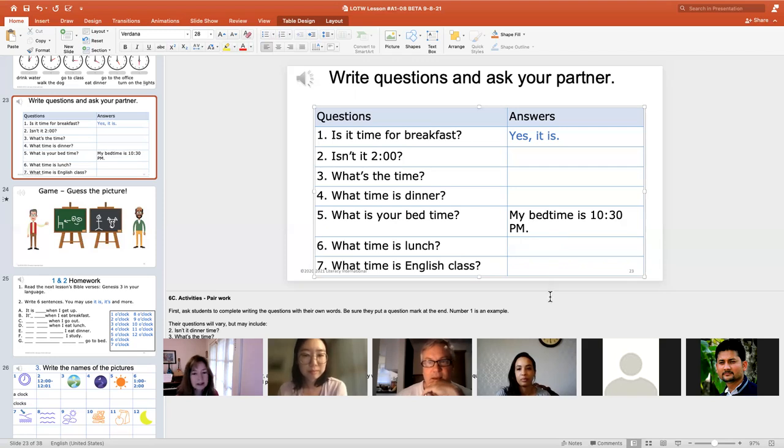So this gives them a little bit of help with writing and speaking and listening. And so after partner 1 has gone through and asked their questions, then partner 2 is going to ask their questions to the other student and write down their answers.